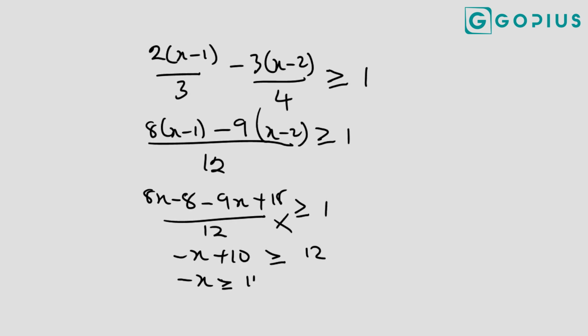Okay, so if we make x the subject, minus x is greater than or equals to 12 minus 10. This implies that minus x is greater than or equals to 2, since 12 minus 10 will give us 2. Alright, so we want x to stand alone, so we are going to divide both sides by minus 1 again, and the inequality sign will change. So we now have x to be less than or equals to minus 2.